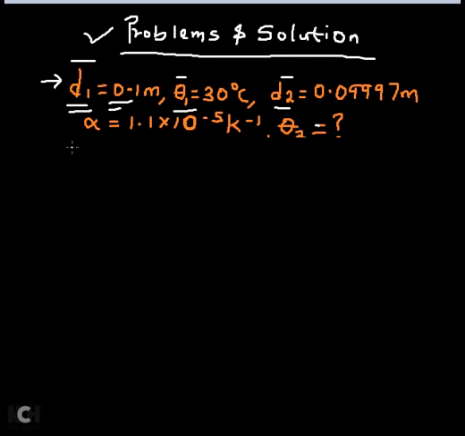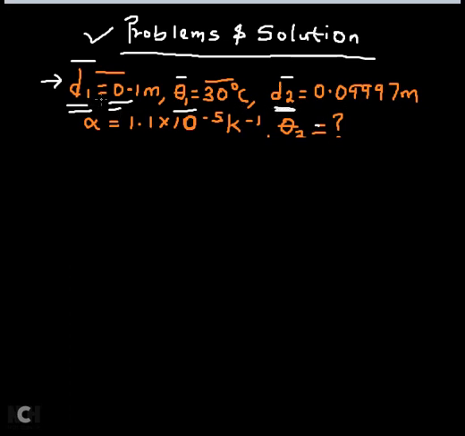A steel plug has a diameter of 0.1 meter. So the initial diameter D1, I've already written, is 0.1 meter at 30 degrees Celsius, that is the initial temperature. Now the question is, at what temperature will it fit exactly into a hole of constant diameter 0.09997? So the final diameter that we are looking at is 0.09997.